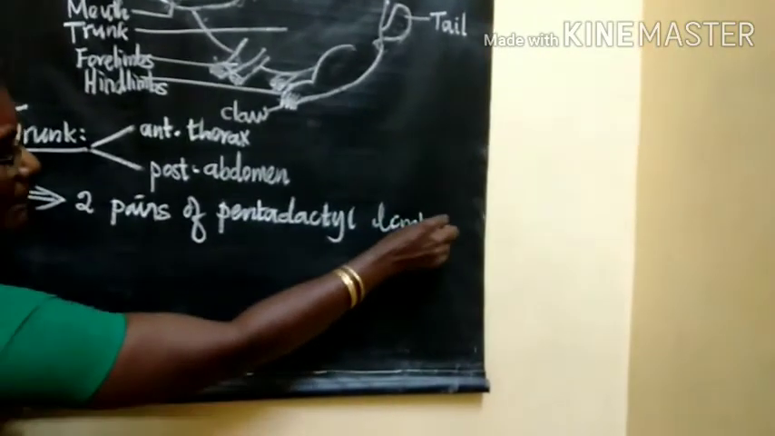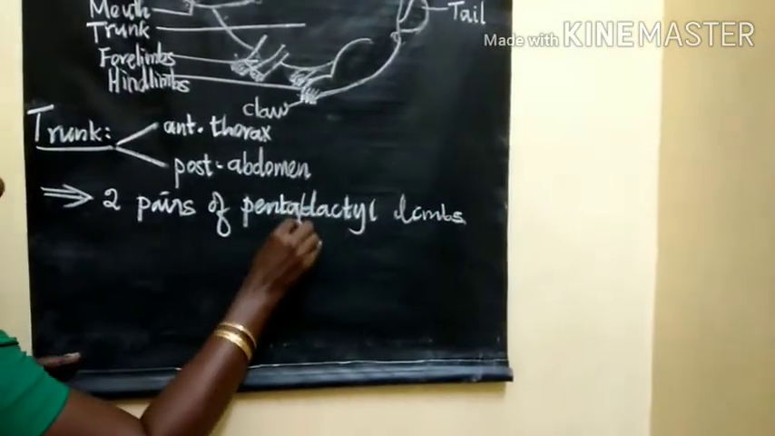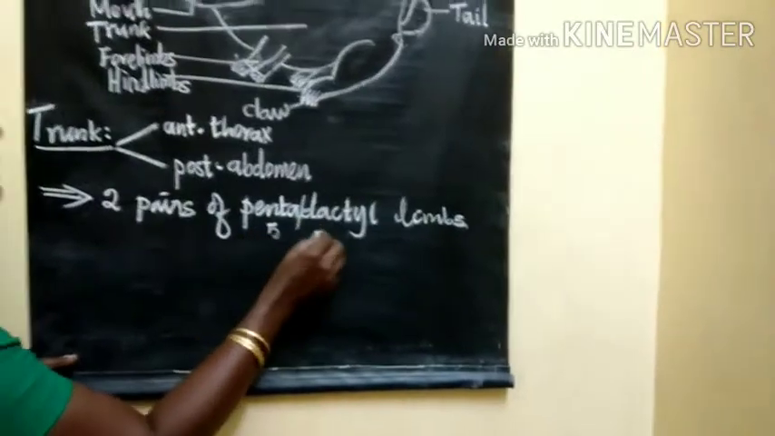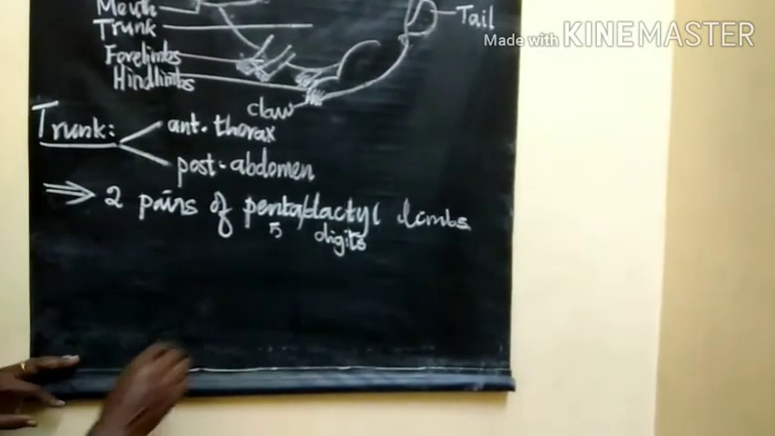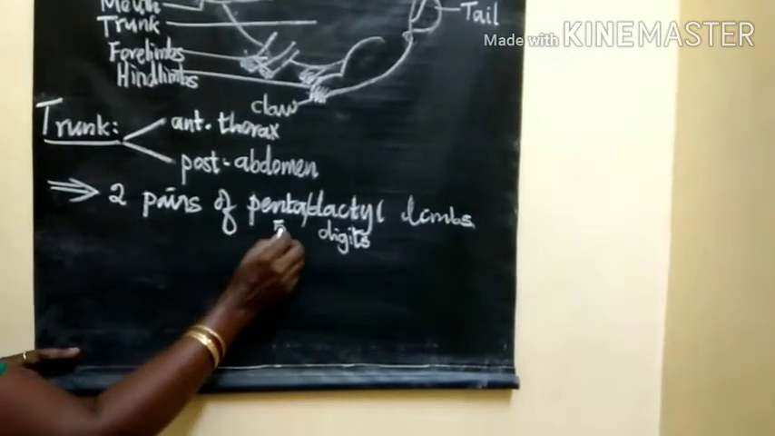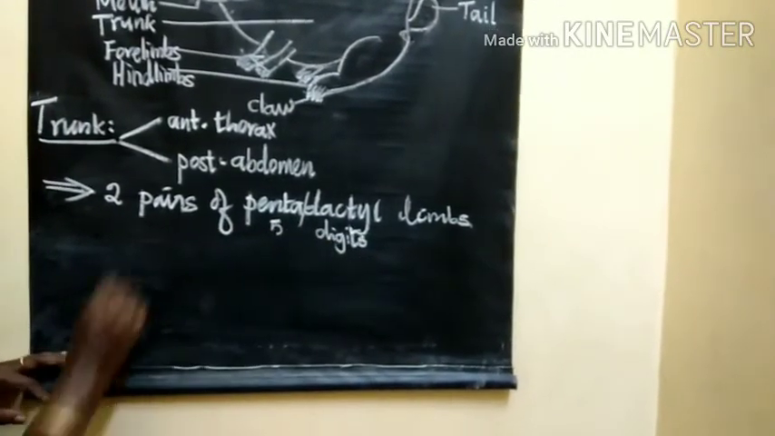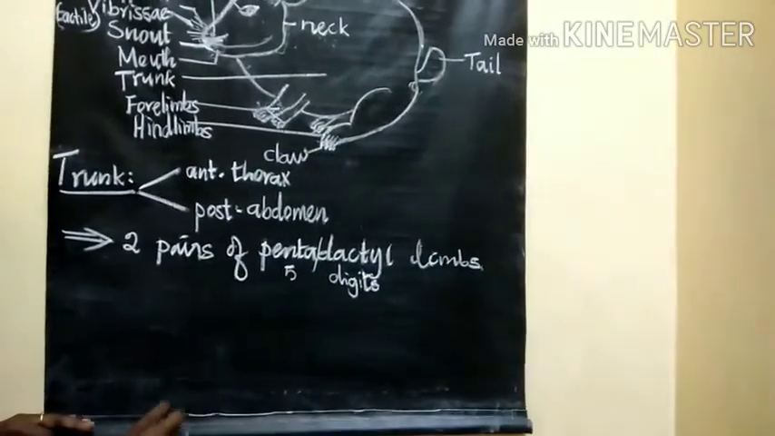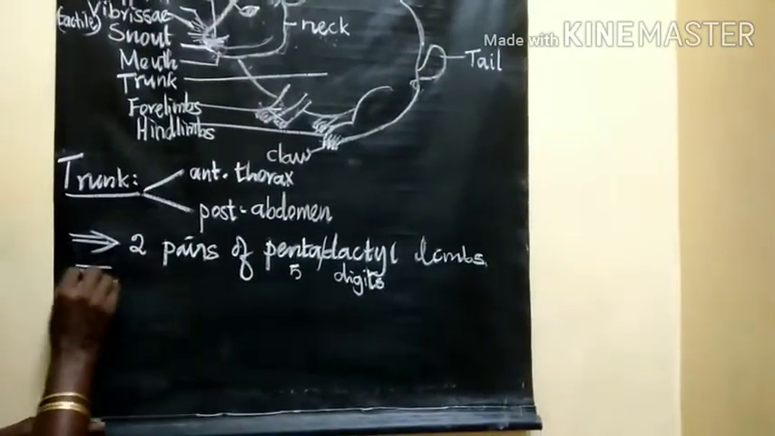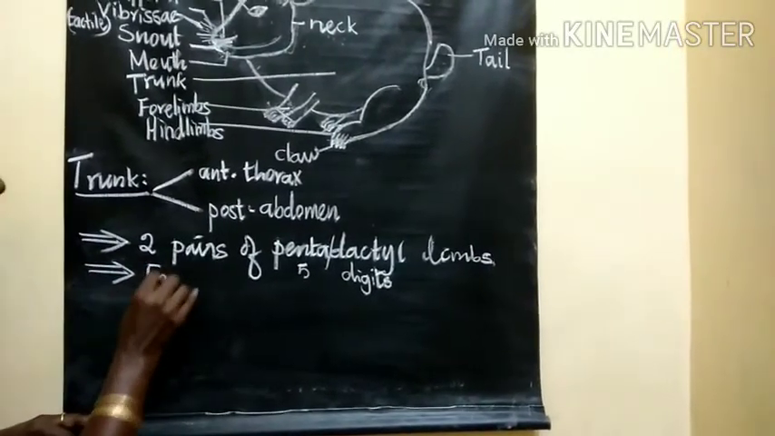What do you mean by pentadactyl? Penta means 5. Dactyl means digits. So pentadactyl limbs means the limbs with 5 digits are present. Two pairs of pentadactyl limbs are present. The forelimbs are shorter than hind limbs.